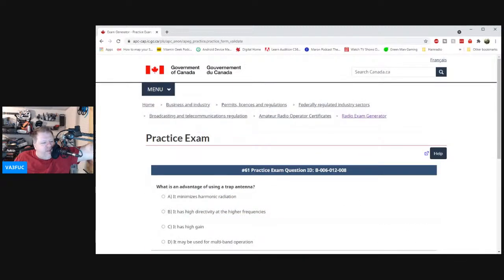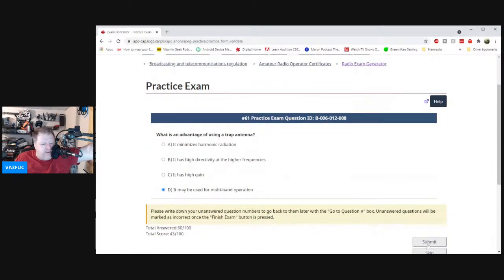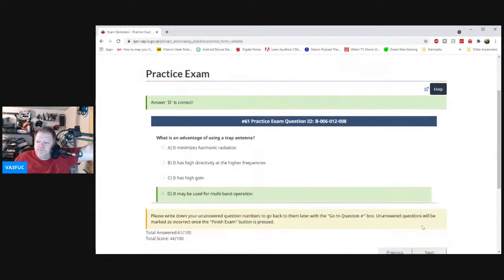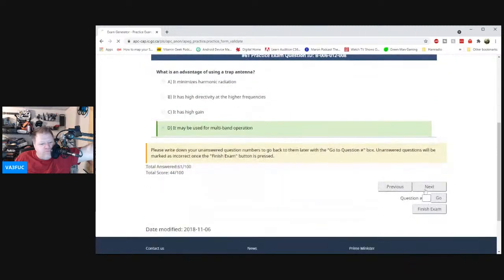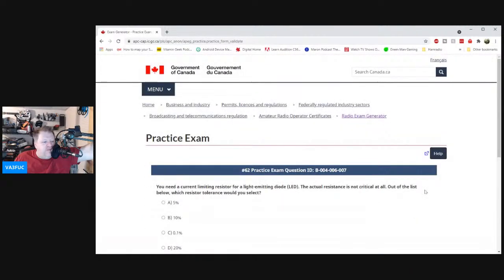What are the advantages of using a trap antenna? It minimizes harmonic radiation. It has high directivity at higher frequency. It has high gain. It may be used for multi-band operation. Well, a trap antenna is used for multi-band. $62. Wow, we're moving through this, guys.